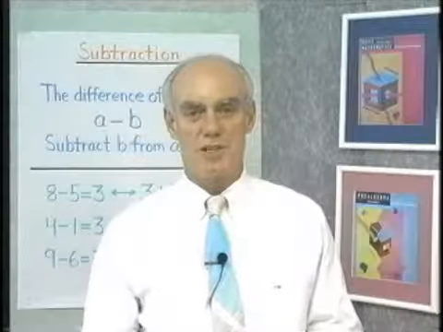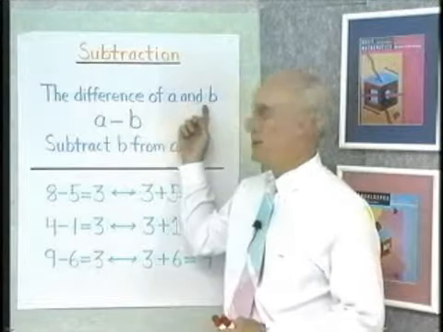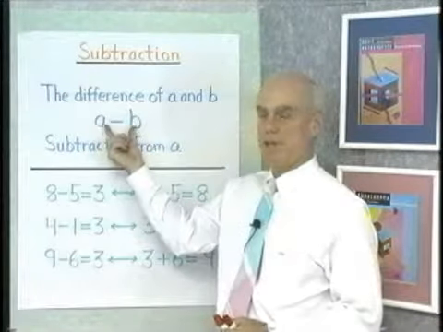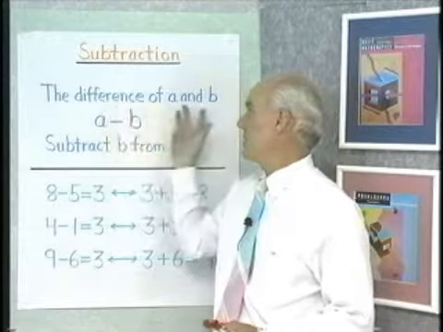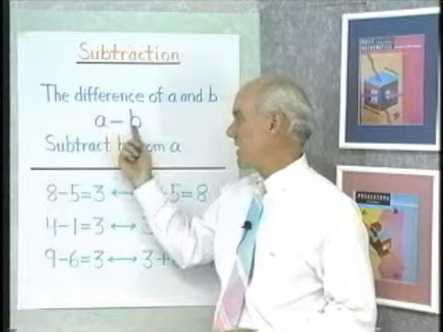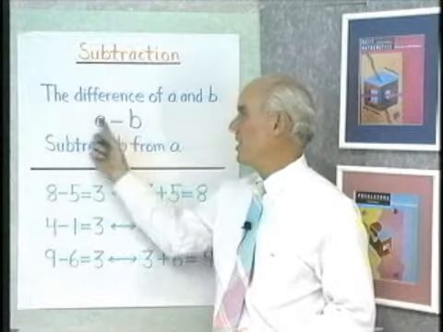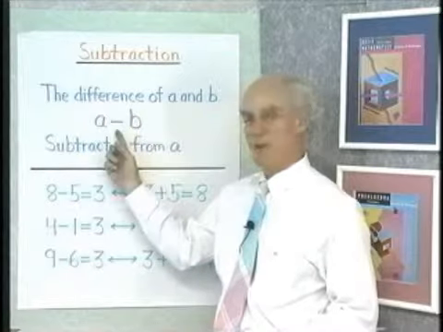Next, we want to do subtraction with whole numbers. On the board, I've written here that the difference of A and B is A minus B, or A subtract B. So when I say the difference of A and B in words, I mean this in symbols, A minus B. And this is the same as subtracting B from A. So subtract B from A looks like this, or find the difference of A and B looks like this.